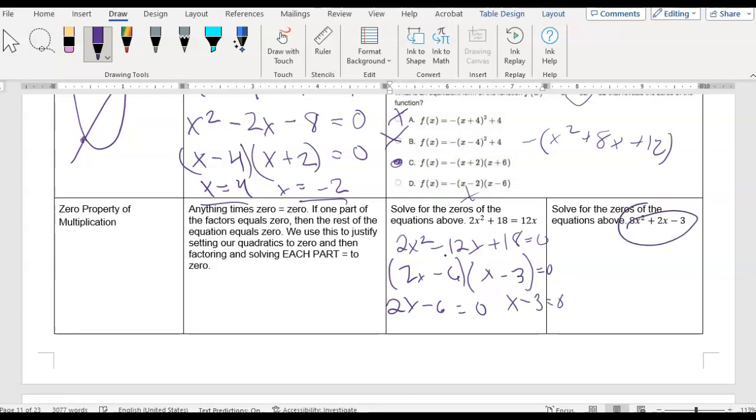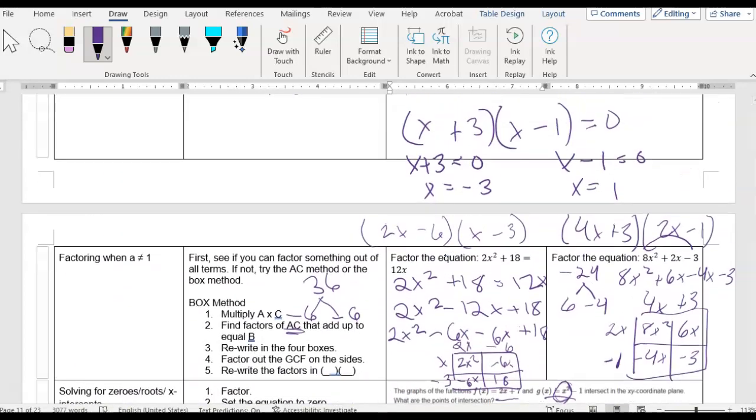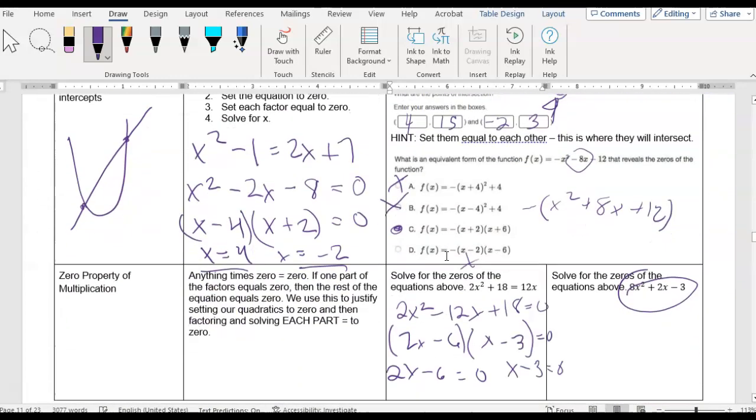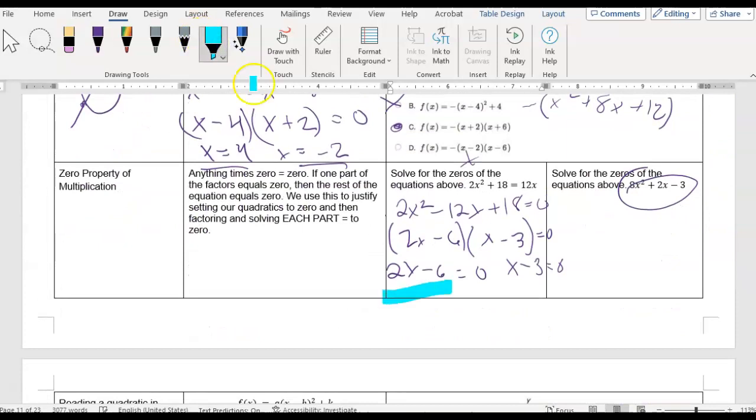Okay, you can do the same thing with this one here. We already have the factors up here. So all you need to do is solve. So I'm looking for you to have your own answers here.